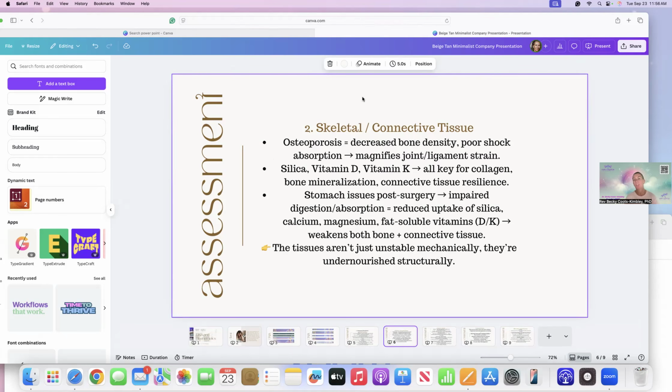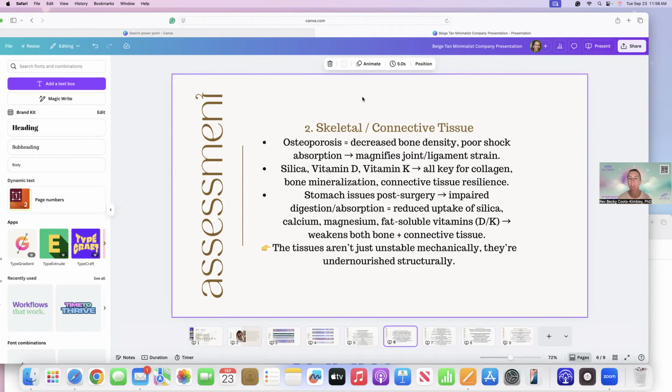The stomach issues post-surgery are going to impair digestion and absorption. So we're not even getting it in through the gut like we should be. So we've had to change around a lot of things as to what supplements we need to take. Do we need to do more creams? Do we need to do more patches? Do we need to do more sublingual? Because breaking down capsules is going to be too much for the system.